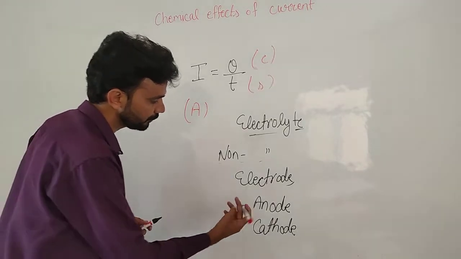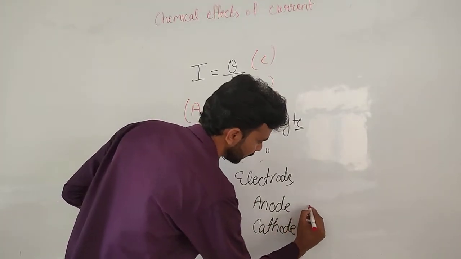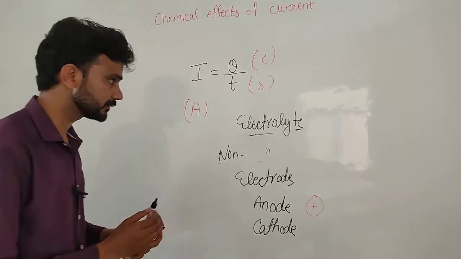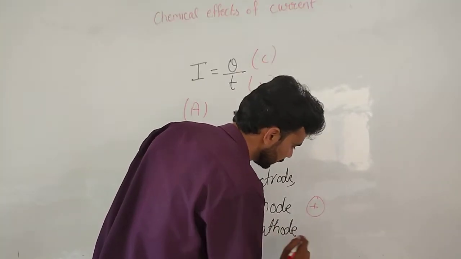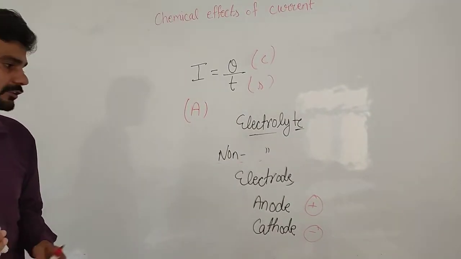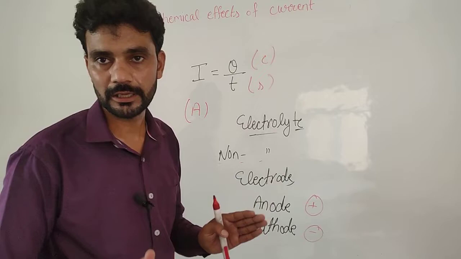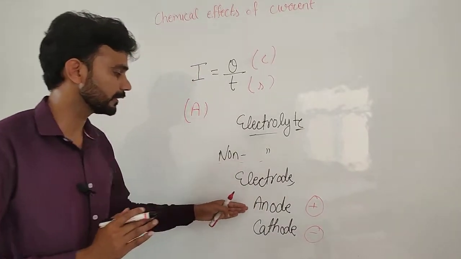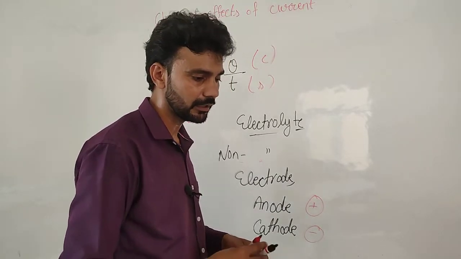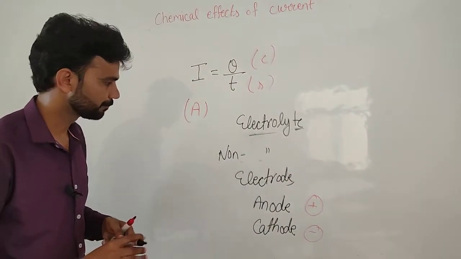The electrode which is connected to the positive terminal is known as the anode, and the electrode which is connected to the negative terminal is known as the cathode. The metal wire connected to the positive terminal of a cell or battery is the anode, and the metal wire or plate connected to the negative terminal is the cathode.